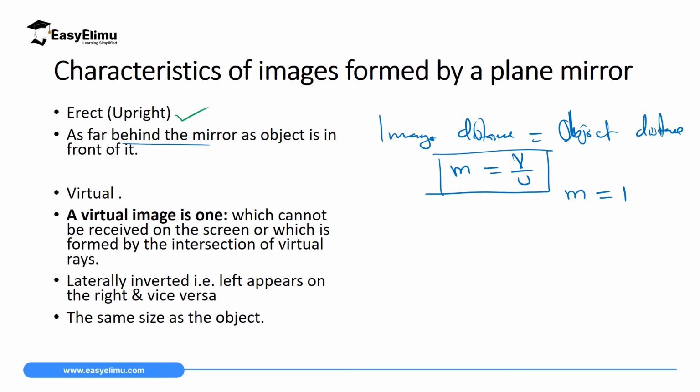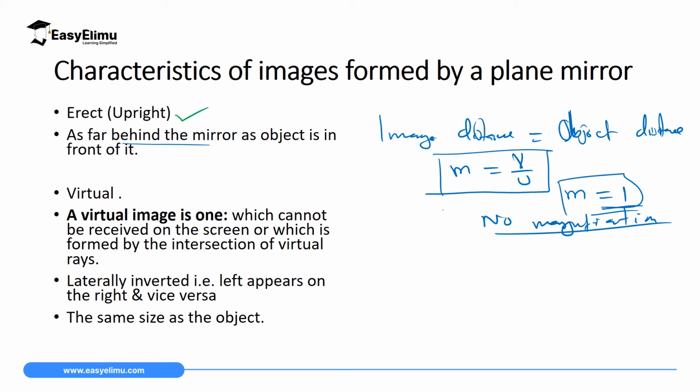1, because if you divide like 2 divided by 2, if the two distances are the same, then you will get 1. So when magnification is 1, it means the image height is the same as the object height, so there is no magnification in this case. When the magnification is 1, it means there is no magnification. There's no diminishing of the image, and there's no enlargement of the image.